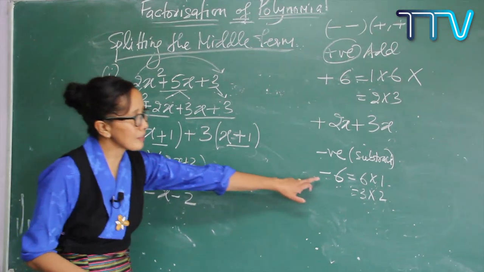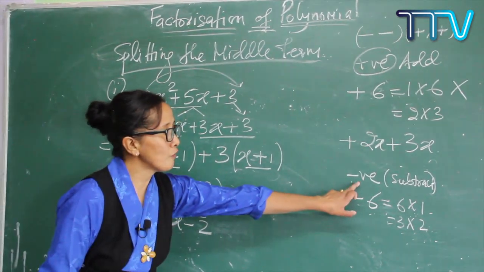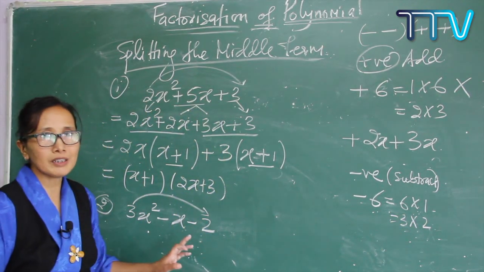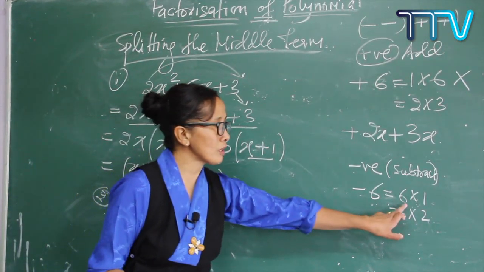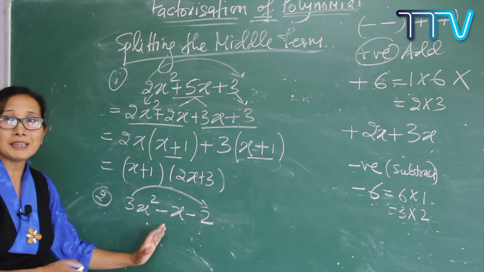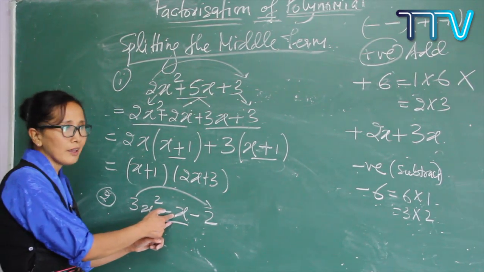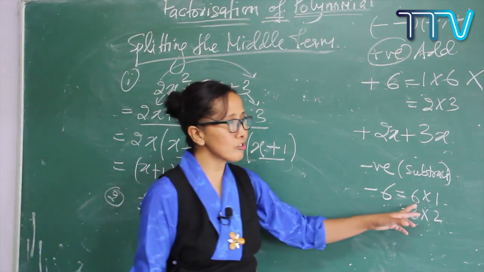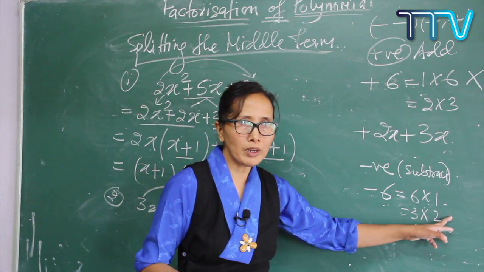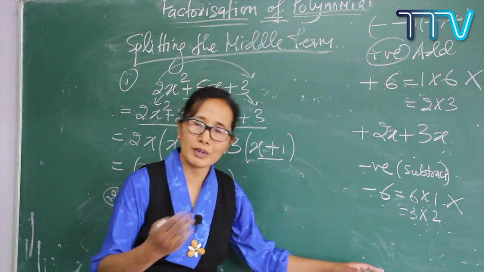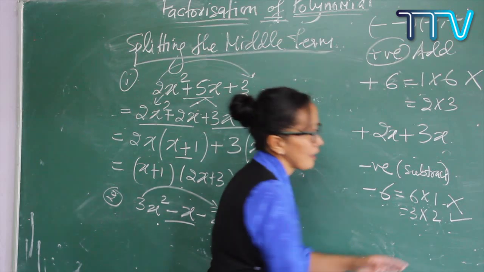Okay, so now, as I said, you have got negative 6. If it is negative, you have to subtract these two and get the middle one. So what are the right factors? First check here, what is your middle term? Your middle term is negative 1, so you have to get 1. How do we get 1? If you subtract 6 and 1, do we get 1? No, you are not getting 1 at all. Now when you subtract 3 and 2, you are exactly getting 1. So these are the right factors.